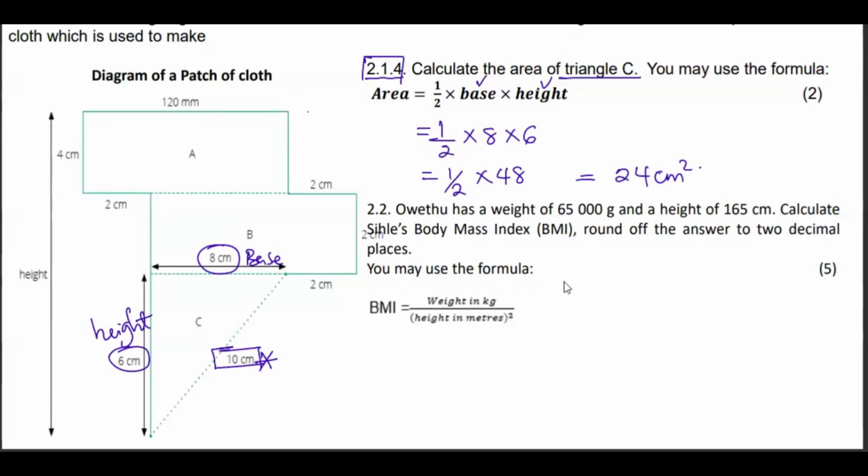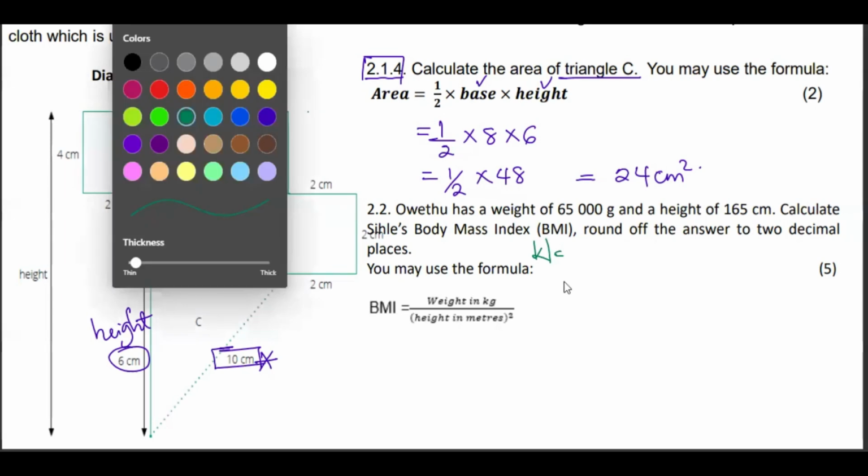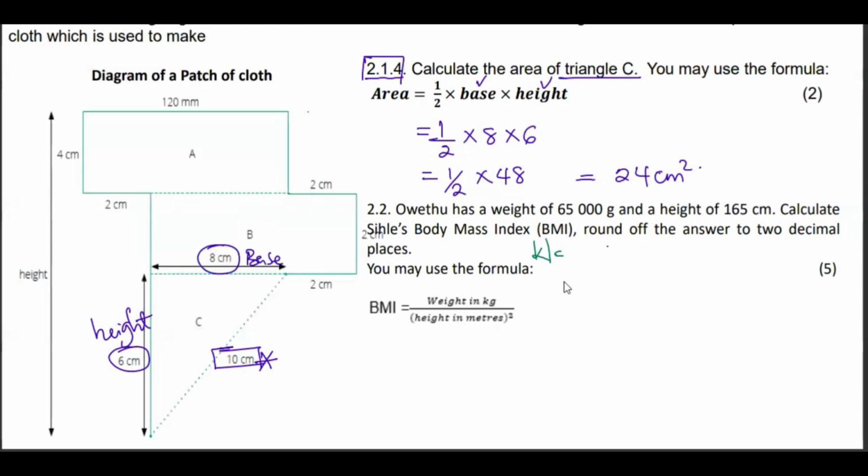All right, we look at BMI. BMI is usually given by weight in kilograms divided by the height in meters squared. So first and foremost, we check the weight. Is it in kilograms? No. The weight is not in kilograms. What you're going to do is change the weight to kilograms: 65,000 grams divided by 1,000. Here the answer becomes 65. It has to be kilograms.